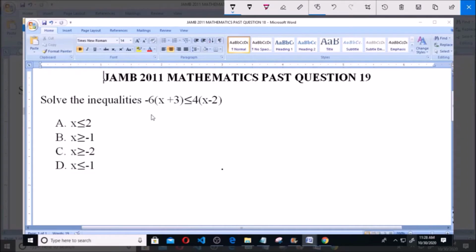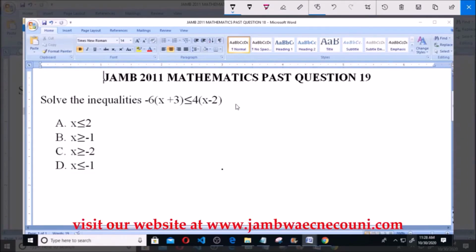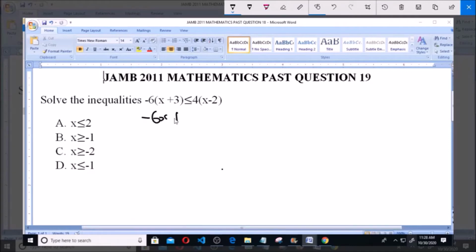Minus 6 into x plus 3 is less than or equal to 4 into x minus 2. Now opening this bracket, we'll have minus 6 times x, minus 6x, plus minus 6 times 3, which will give us minus 18, is less than or equal to 4 times x, 4x, 4 times minus 2, minus 8.